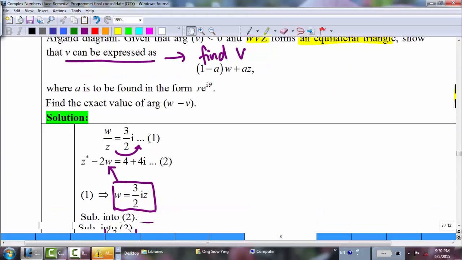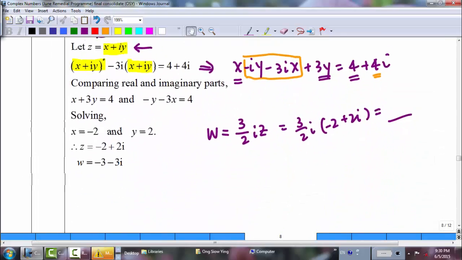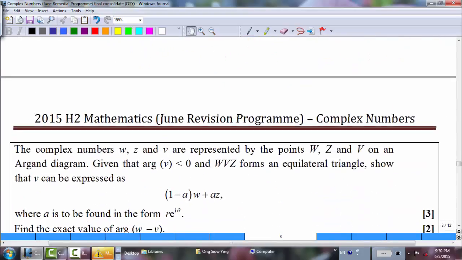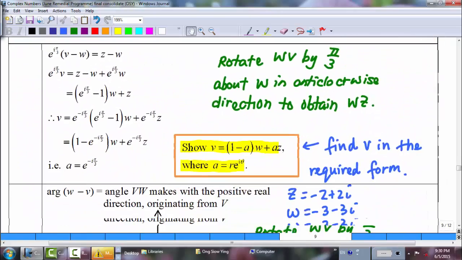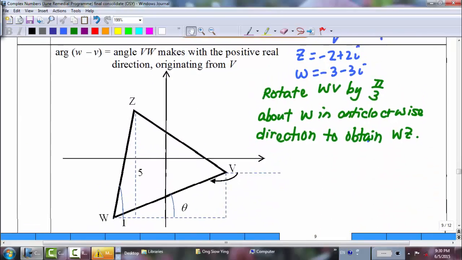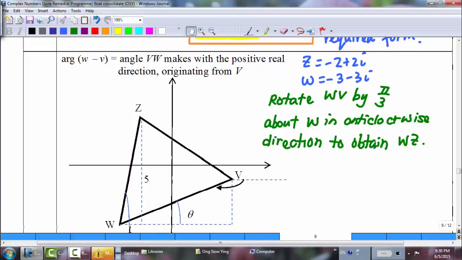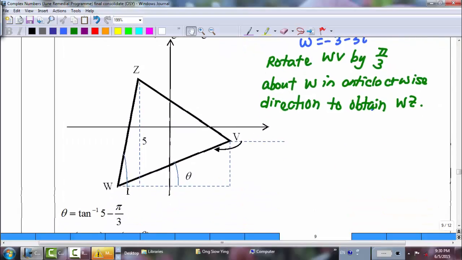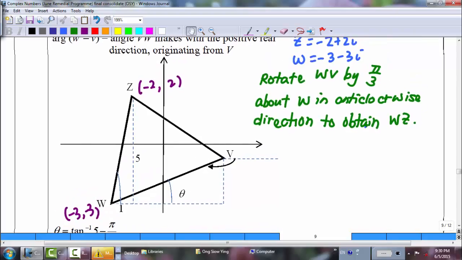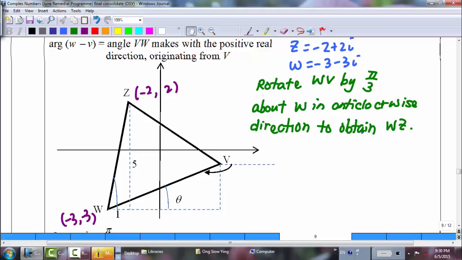It helps you to visualize what is going on. When you try to draw the Argand diagram, it looks something like that. Just look at this part. So this is what you see on the Argand diagram. In this Argand diagram, this is your point Z, which corresponds to the coordinates minus 2, 2, and W, which corresponds to minus 3, minus 3. So this is what you have found previously, and you can write down the coordinates and locate the points in the correct quadrant.